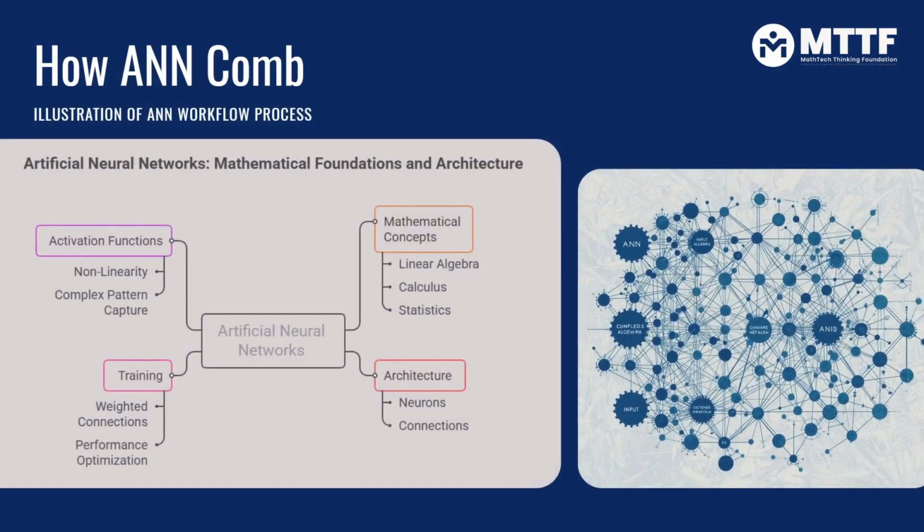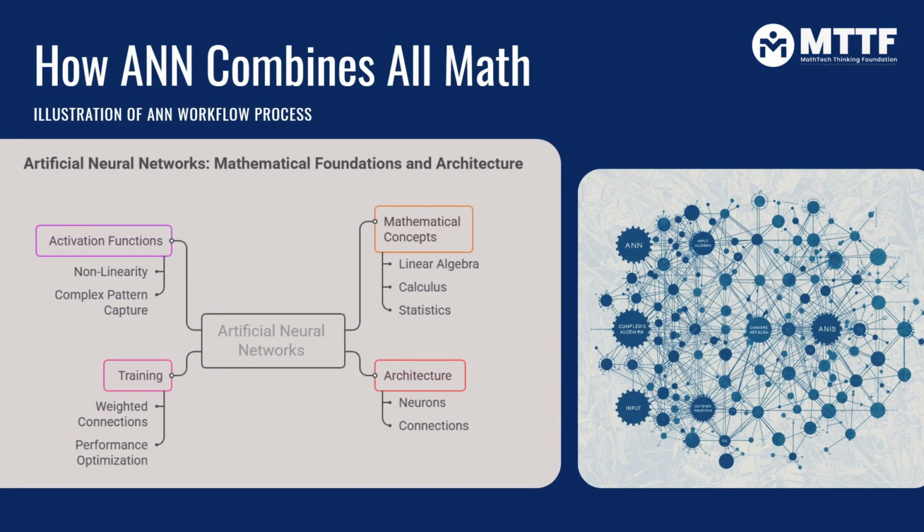Artificial neural networks are not built on a single mathematical idea. They are the result of multiple mathematical concepts working together in harmony. At the heart of every ANN is its structure. Neurons connected through weighted links. These connections define how information flows through the network.